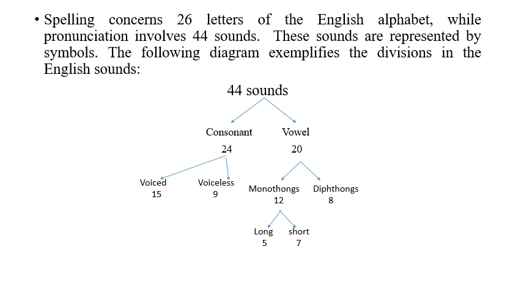When we come to the side of vowel sounds, we find out that out of the 20 vowel sounds, 12 sounds are called monophthongs, whereas 8 sounds are called diphthongs. Out of the 12 monophthong sounds, we have 5 that are long and 7 that are short.